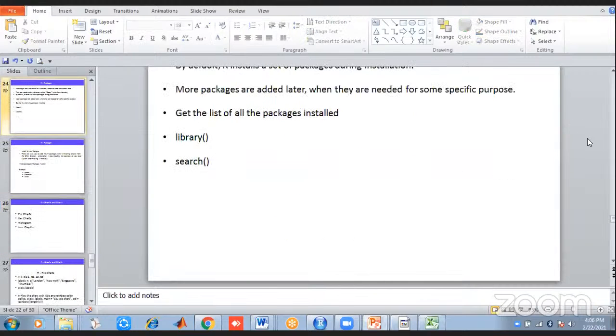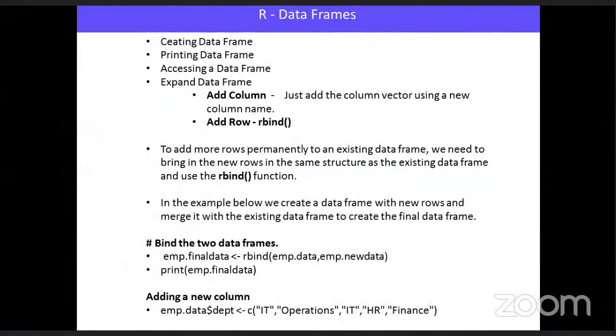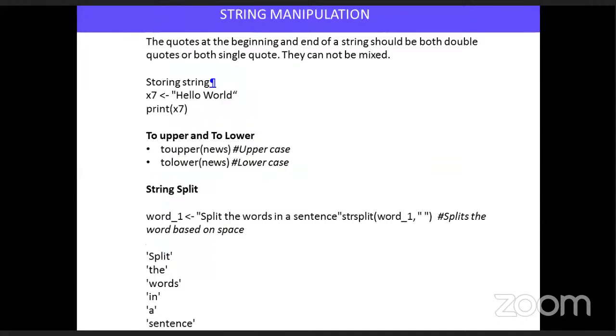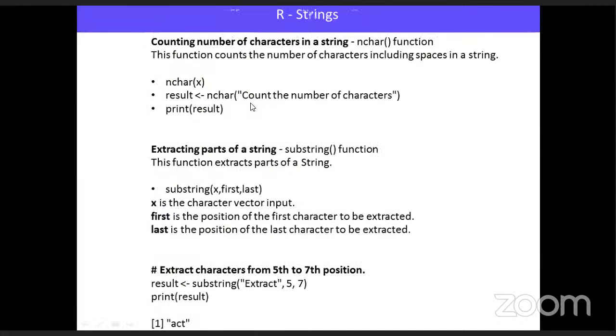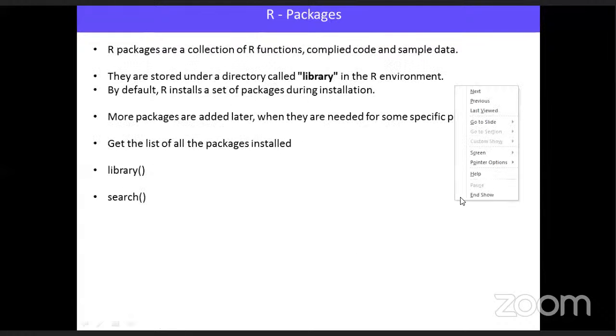We can count how many characters a specific string has using nchar. We can extract a particular part of a string using substring, where we pass the string x, and the first position and last position. Like that, the result of substring extract 5 comma 7: 1 2 3 4 5. 5 starts from A, 6 is C, and 7 is C, so it displays the output as the characters at those positions. Like that, we have a lot of string functions in R, so we can apply string functions also.